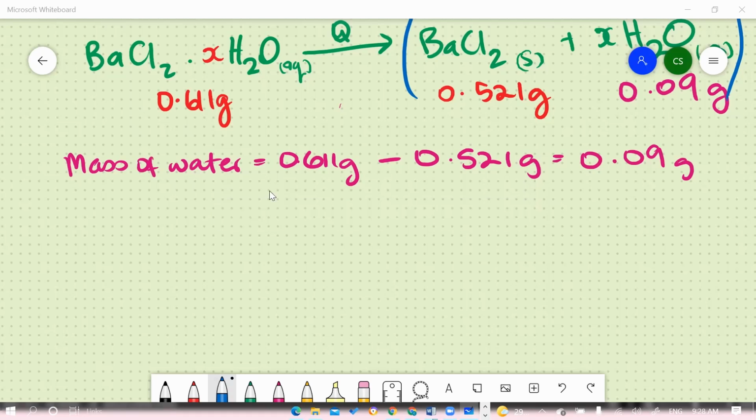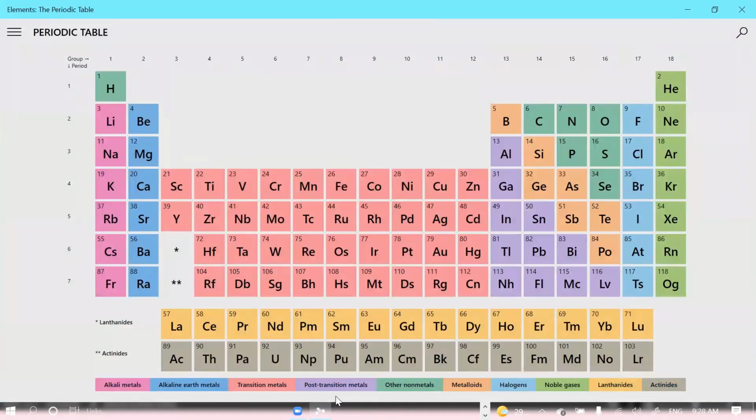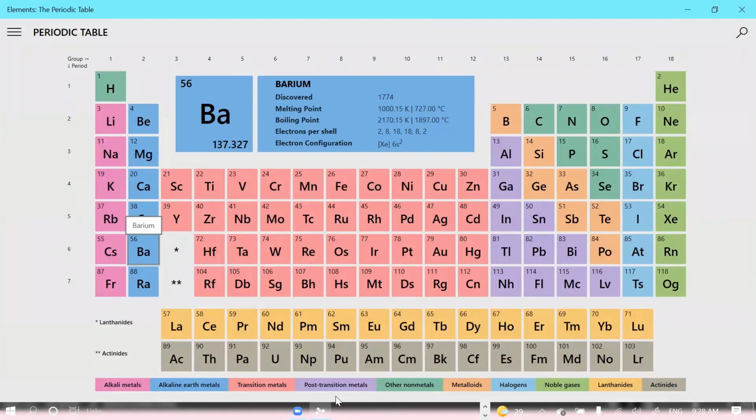Let's deal with BaCl2 first. Now you're basically going to be setting up a proportionality relationship. First of all, we're going to have to find out the molar mass of BaCl2. Okay, let me bring up that beautiful periodic table of mine. BaCl2, where's barium? Barium is 56, so it's going to be 137.327. How many significant figures should we use? Four significant figures.